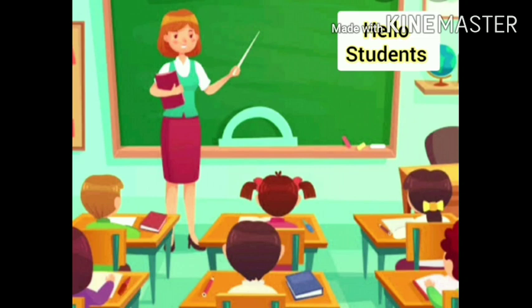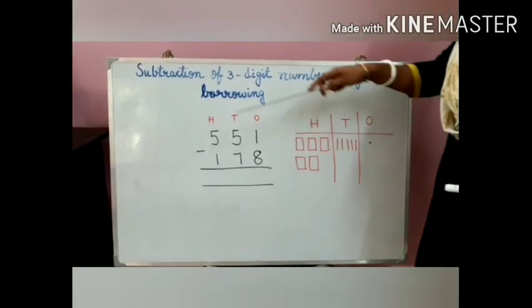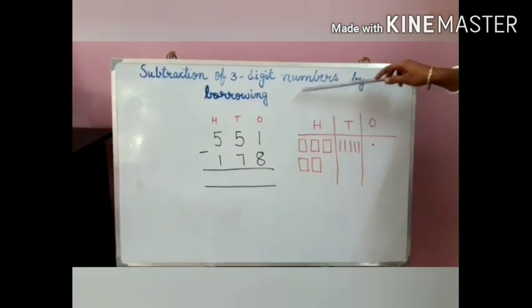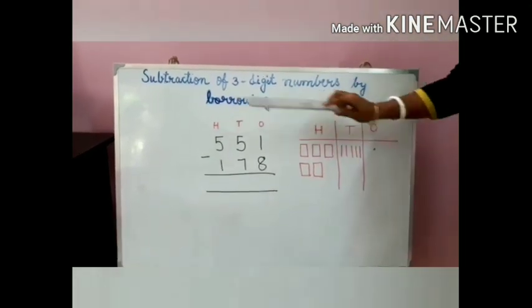In the beginning we will complete our subtraction, because we have not done 3-digit subtraction by borrowing. In the coming classes we will do this. Okay children, so let's begin our class with 3-digit subtraction by borrowing.